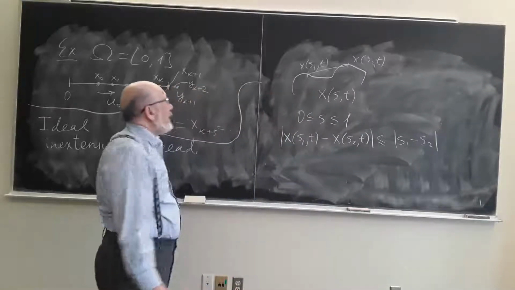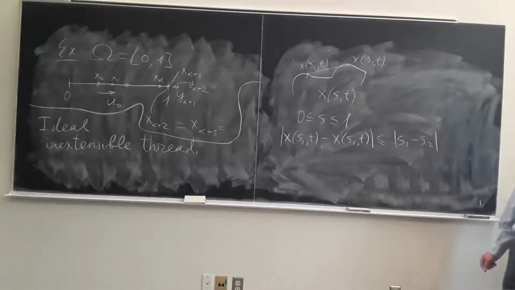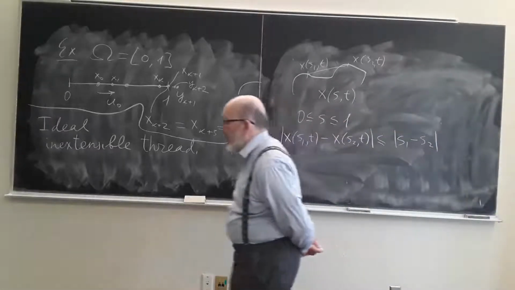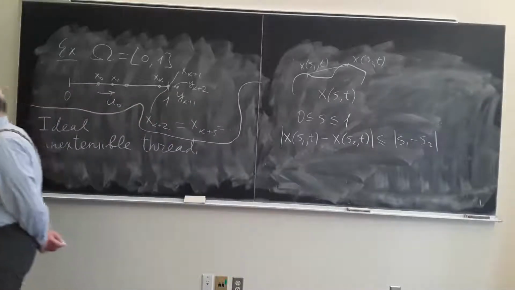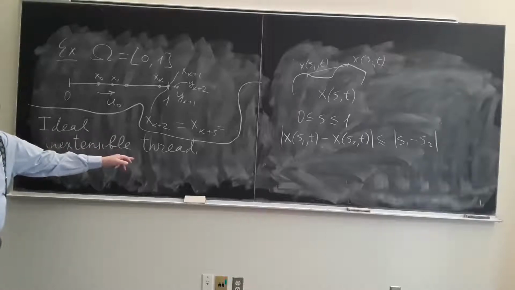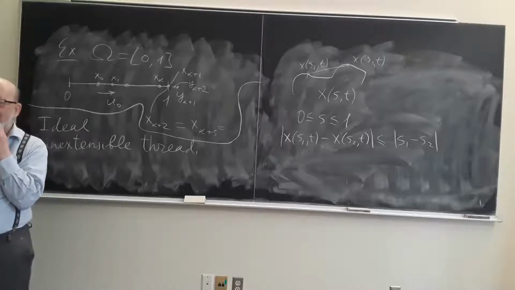So this is an inextensible thread, and the mass of any piece of this thread is proportional to the length of this piece. So this is the system. Here we have an origin of some paradoxes and misunderstandings. The thread is inextensible, but nobody says that it is incompressible.